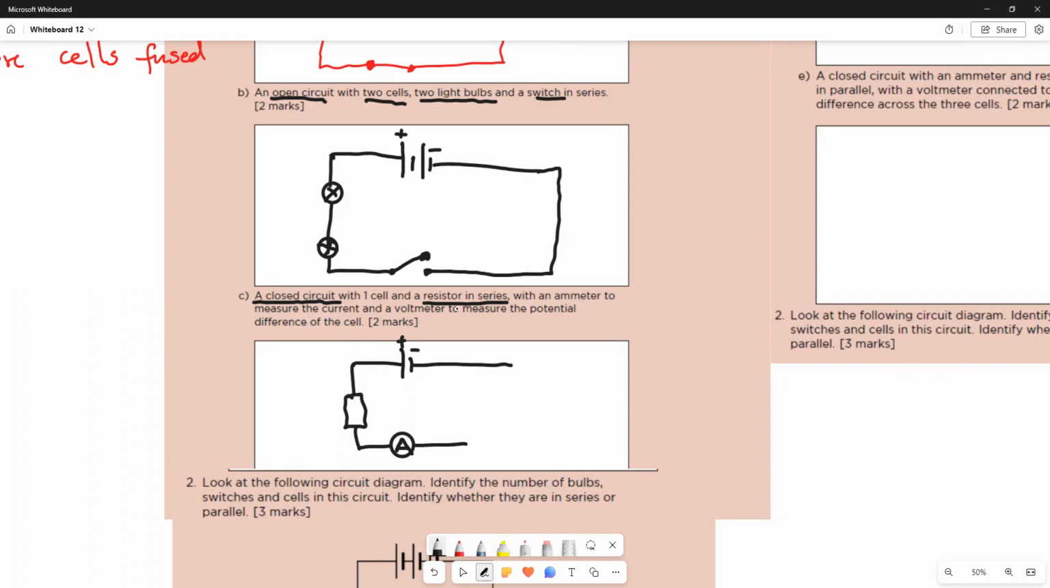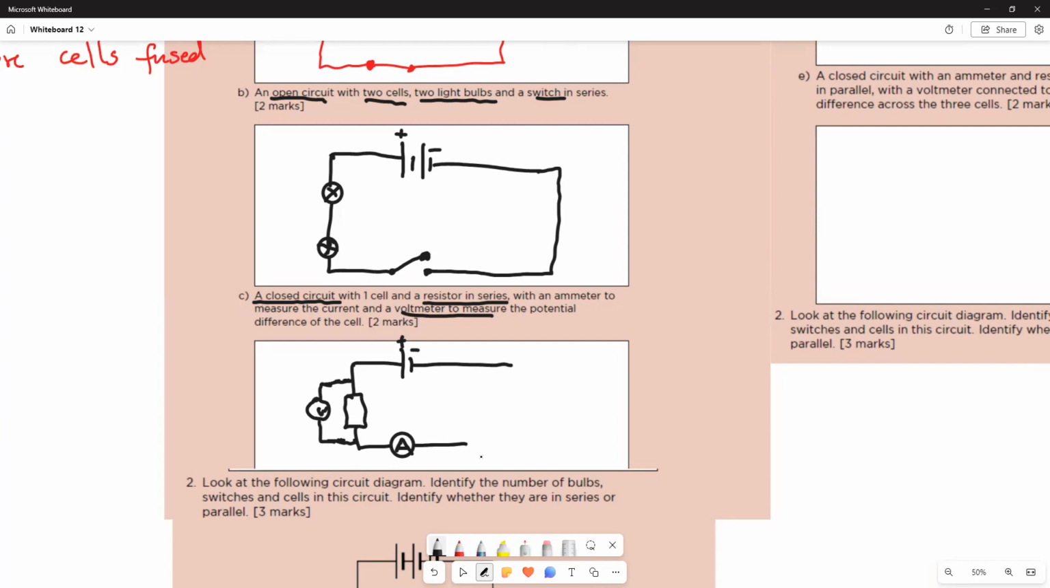And the voltmeter to measure the potential difference, okay? There's a V there. Okay, but the voltmeter is always connected across. So a voltmeter is going to be here. You always connect it across the resistor or across the light bulb. Don't forget, a voltmeter, it's always connected across.